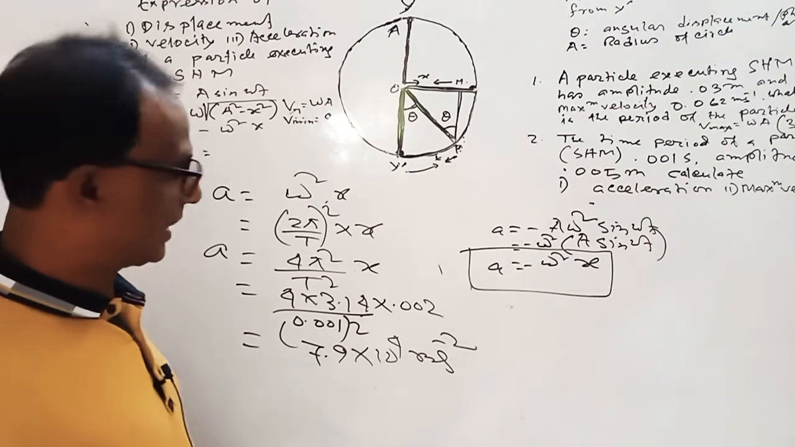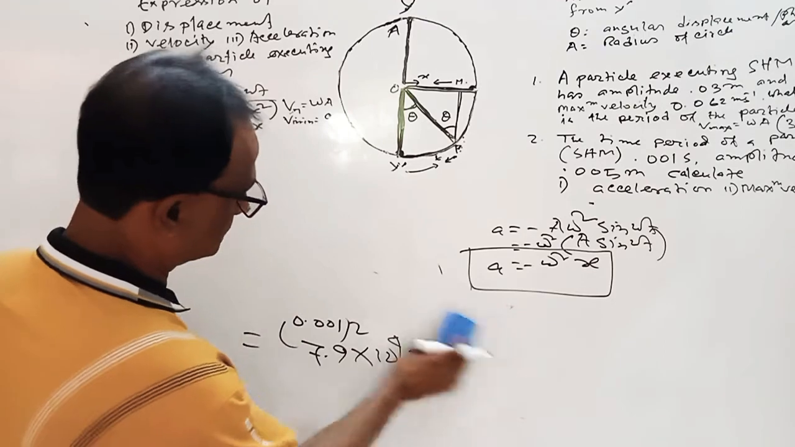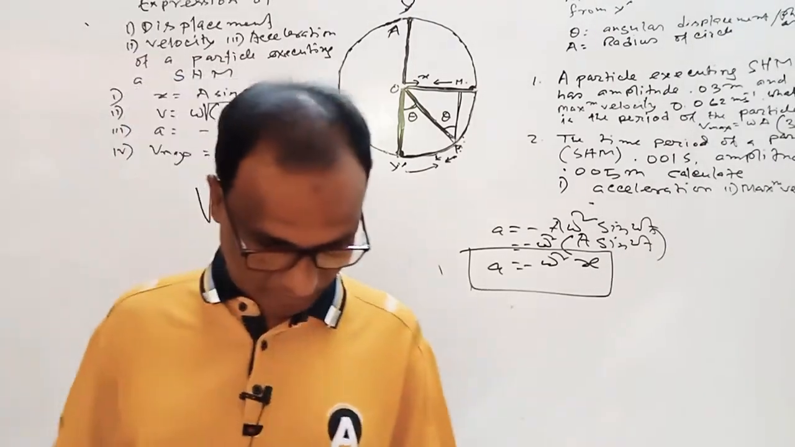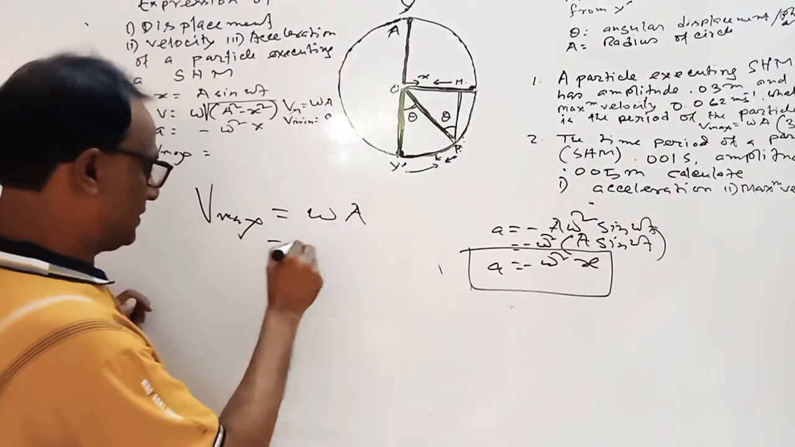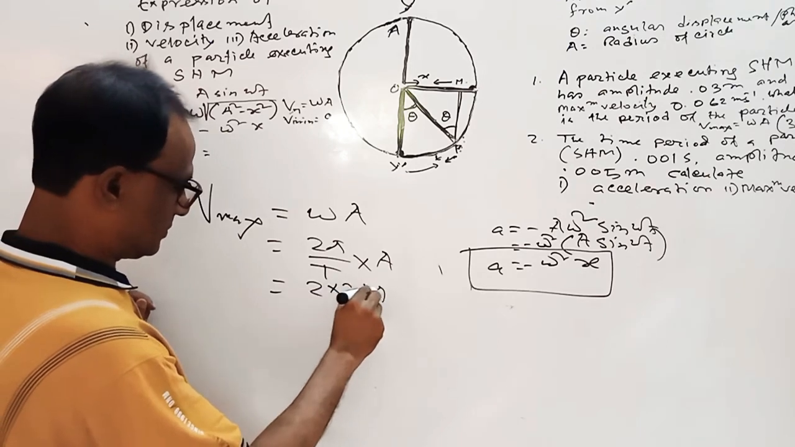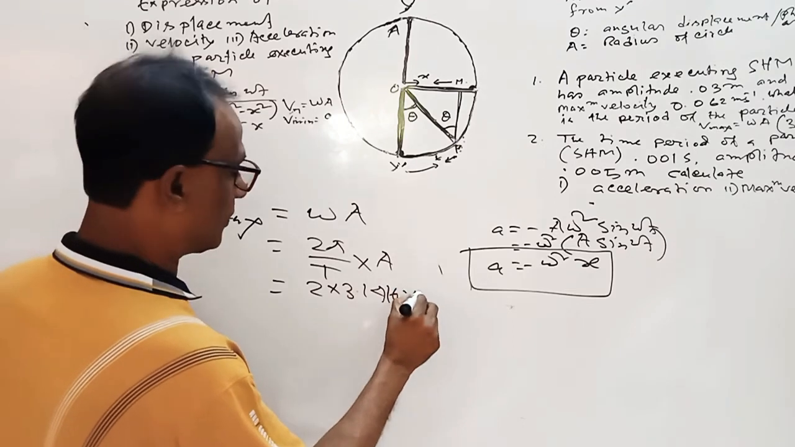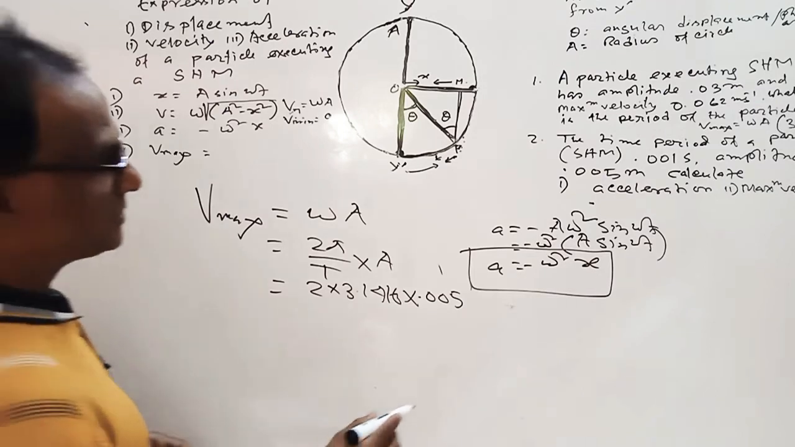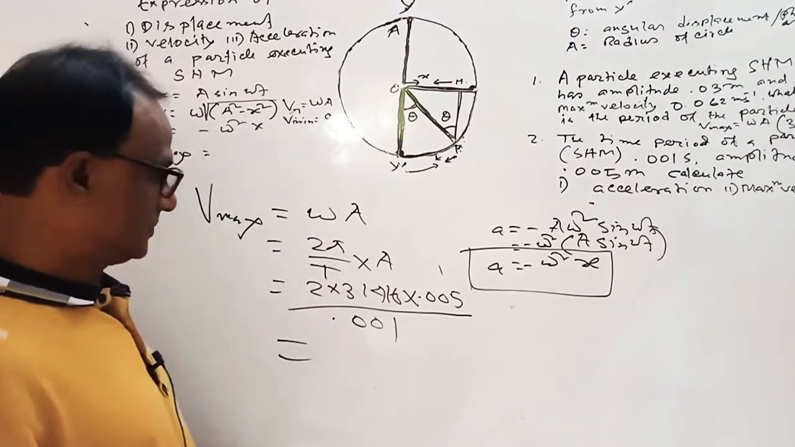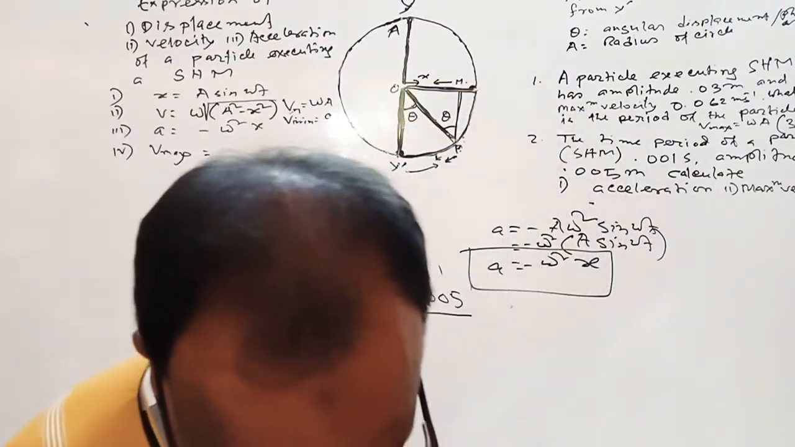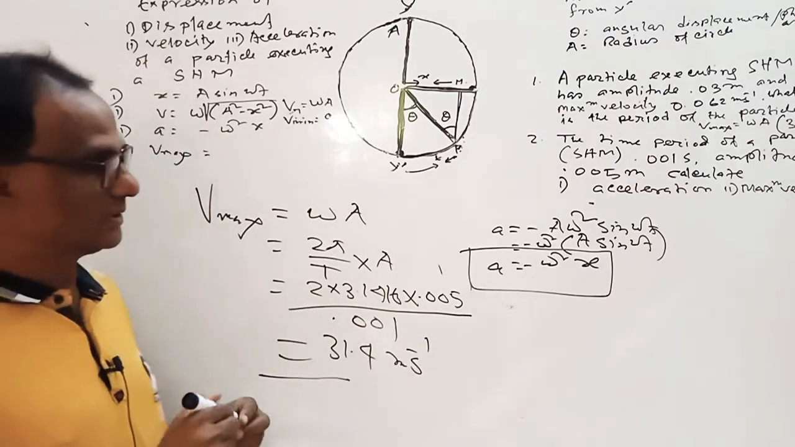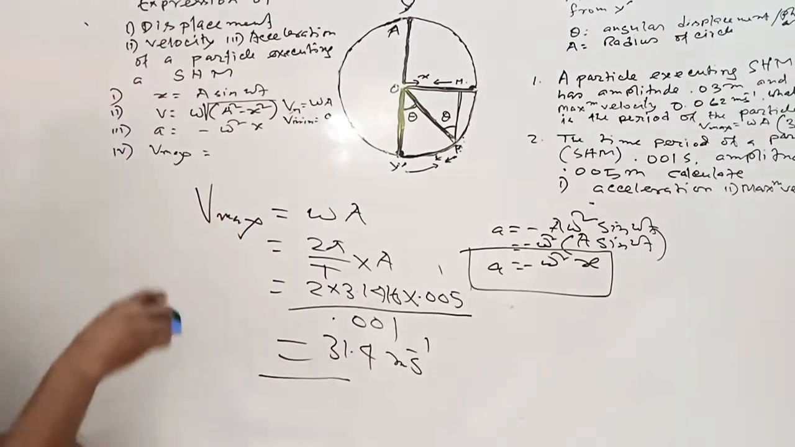This is the acceleration. And the maximum velocity, V max, we know maximum velocity is omega a, 2 pi by t into a, that is 3.1416 into the amplitude 0.005 by t, 0.001. This gives us 31.4 meter per second. This is the problem solved. Thank you very much.